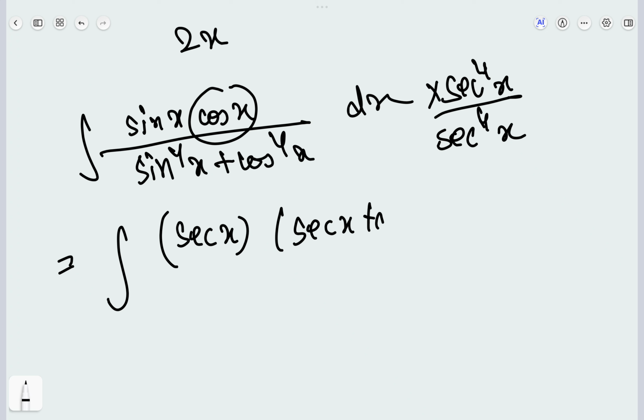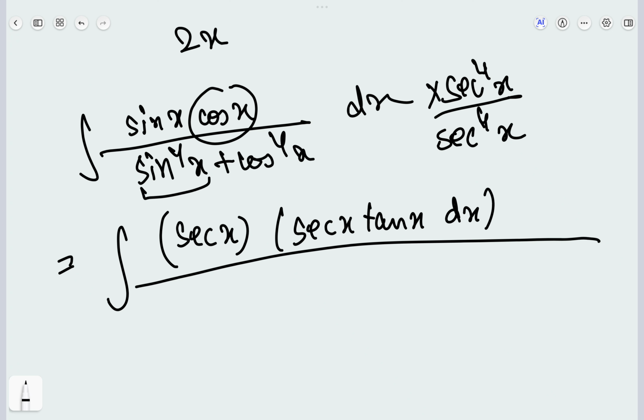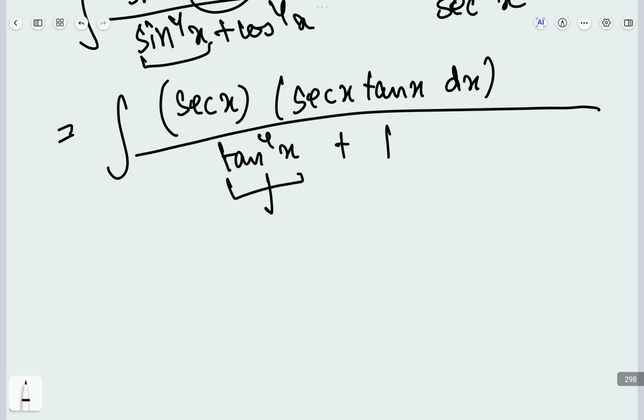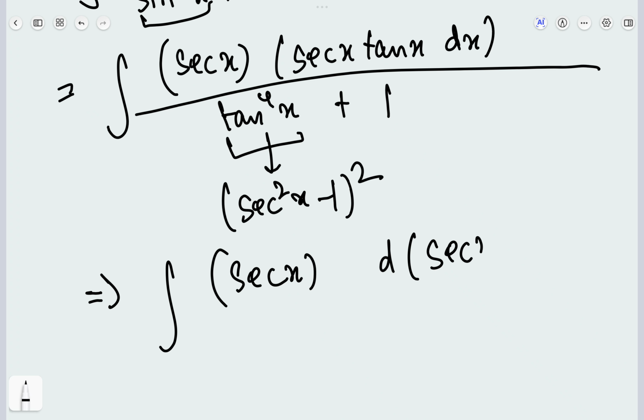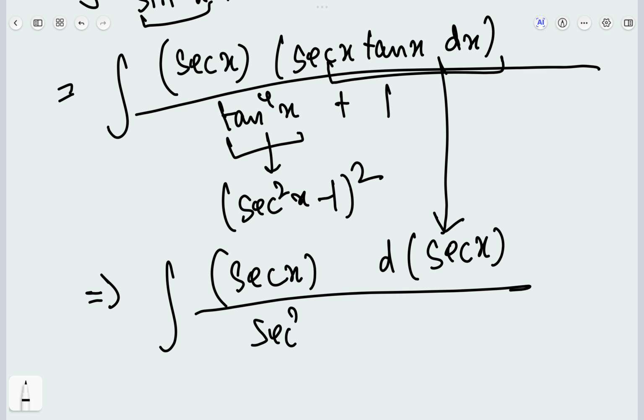Sec x tan x dx, and sec power 4x with this makes tan power 4x, and this would be 1. So I can write this as (sec square x minus 1) squared, and for this I will have, so this can be written as sec x d of sec x. If you notice, this whole term is d of sec x. This would be (sec square x minus 1) squared plus 1.